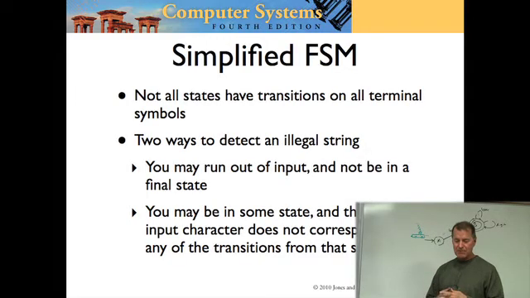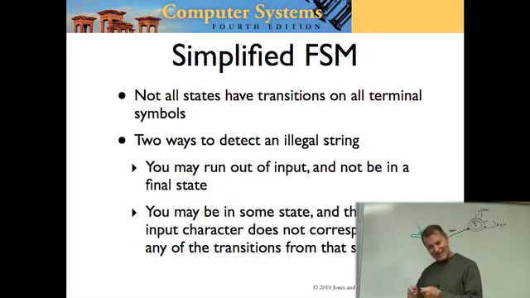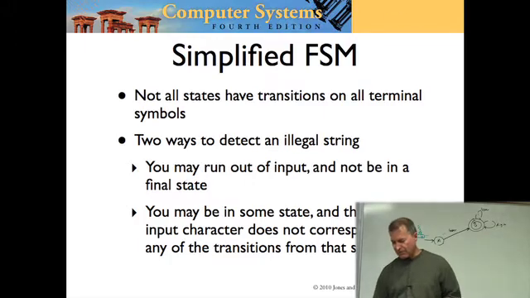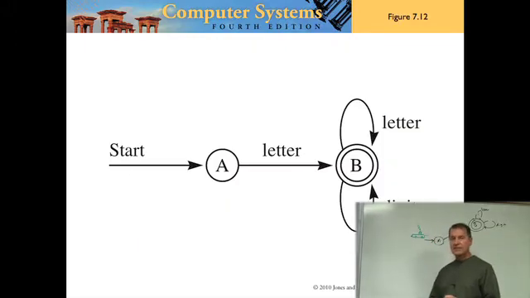It still might be possible with a simplified finite state machine to run out of input and not be in a final state. So that's still one way to fail. But another way to fail now is this: you may be in some state and the next input character does not correspond to any of the transitions from that state. Are you with me? So you have to change the rules for how to do the parsing, and you have to add this additional rule.